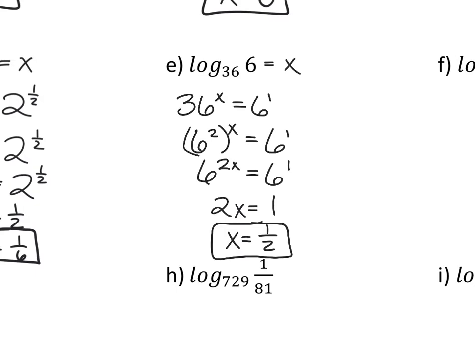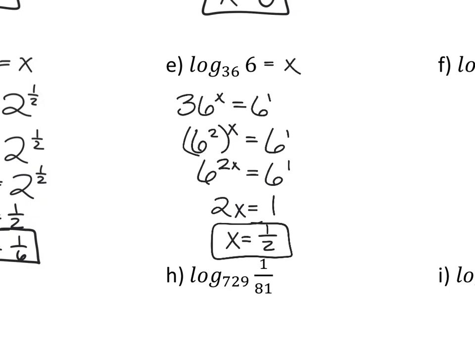So we do the log loop, 36 to the x equal to 6, which is 6 to the first power. I notice that I can write 36 with a base of 6 if I just make it 6 squared. Once I make this 6 squared so that the bases will match, this would be 2x. Comparing the exponents now, once the bases match, 2x equal to 1, divide by 2, you get 1/2. So log base 36 of 6 is 1/2, which makes sense.